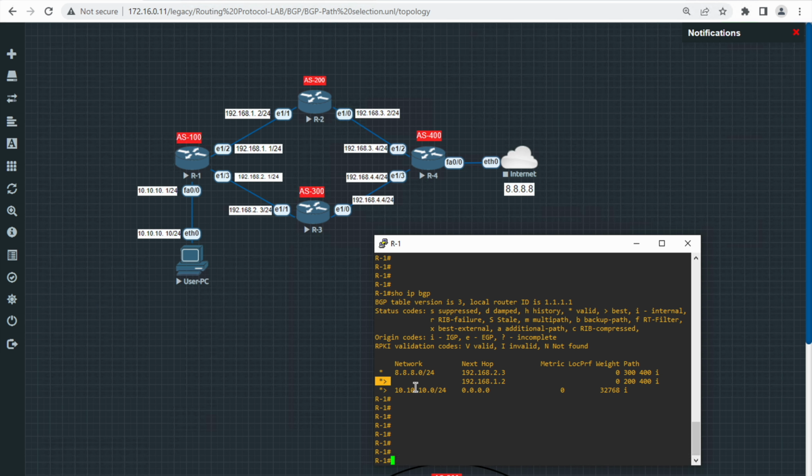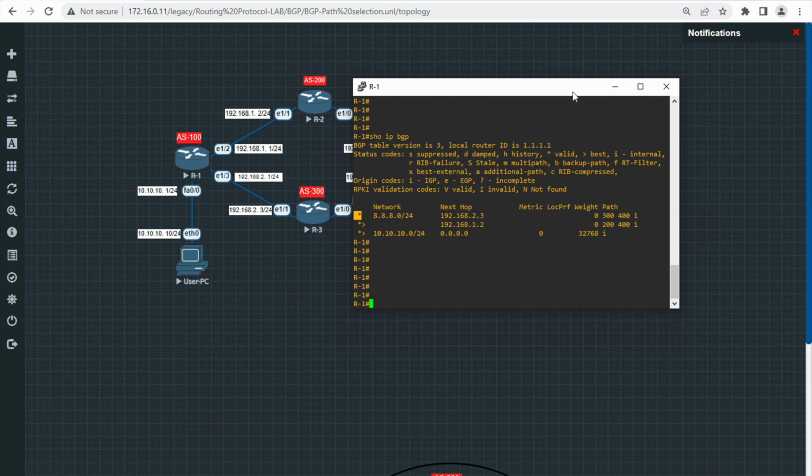But before that, understand this is the best path. How do I understand? First, the asterisk or star mark, then the greater than sign. It means this is the best path. And another one has just the star mark, right? Star means it's valid, but it's not best. Now, one thing is very important here, guys. I don't know whether you have patience or not, but try to understand this part.